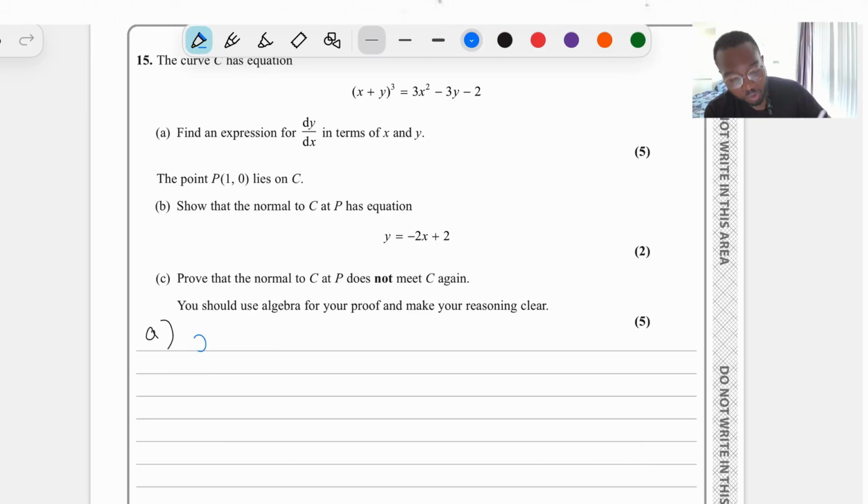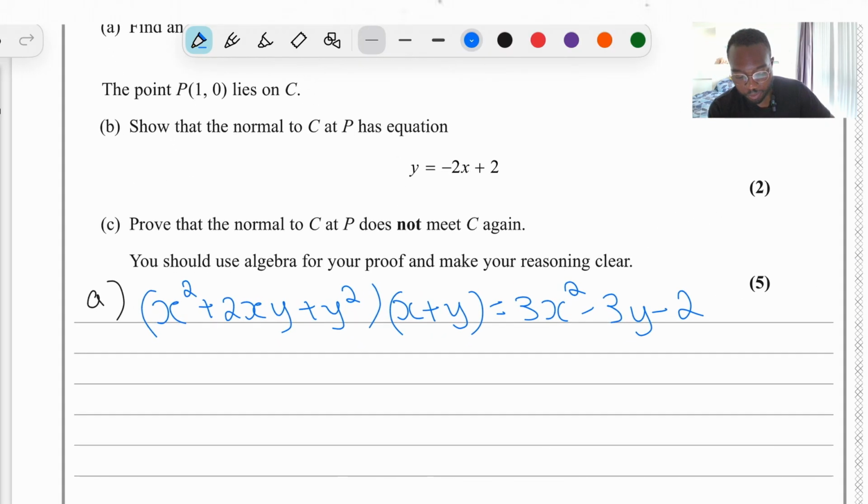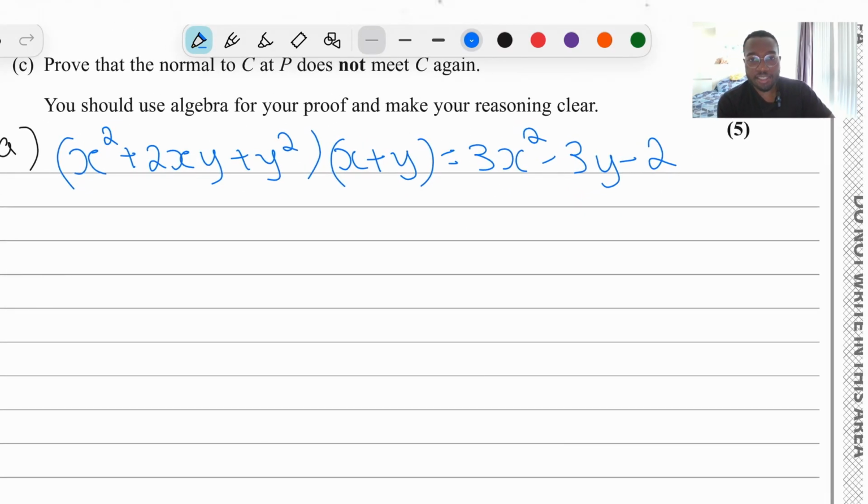So the first bit, if we do (x + y) squared first, we get x squared plus 2xy plus y squared, okay? And then we have another (x + y), and that would equal 3x squared minus 3y minus 2. Just make this bigger. And now let's expand all this out and simplify it down, and then we can differentiate.